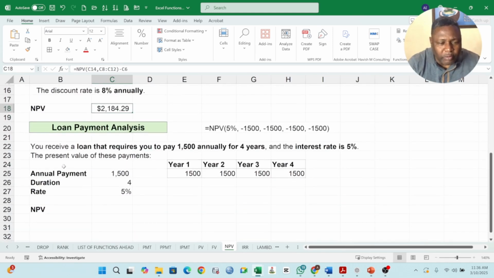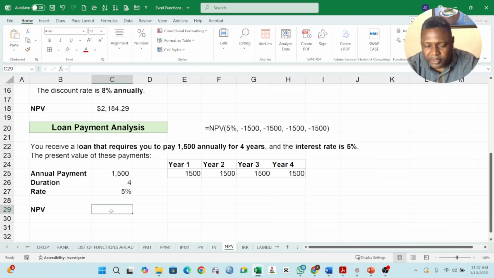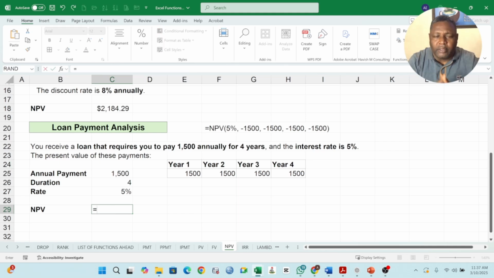Then this one talks about you receive a loan that requires that you pay $1,500 maybe, or another currency, annually for 4 years, and the annual interest rate is 5%. So the present value of this payment is what you want to calculate, the net present value of this payment, to know whether the loan is worth it. So you do NPV.